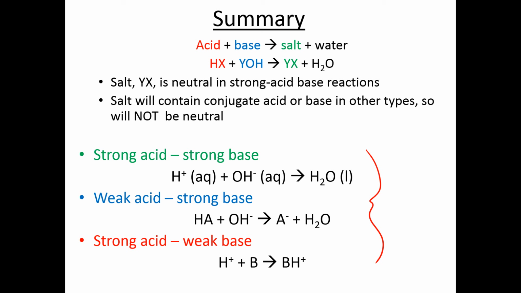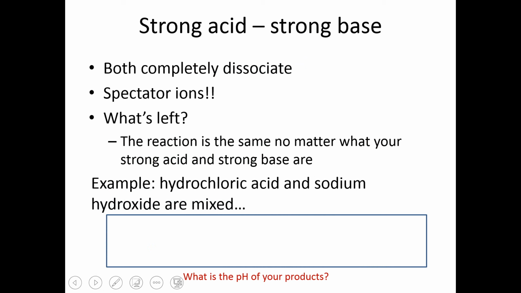A quick vocabulary thing is the ionic compound that's produced during an acid-base reaction is known as a salt. So salt is not just sodium chloride, it's a broad category that includes lots of ionic compounds. Alright, so we'll see some examples of what those salts are. So let's get into it. Let's look at our first type.